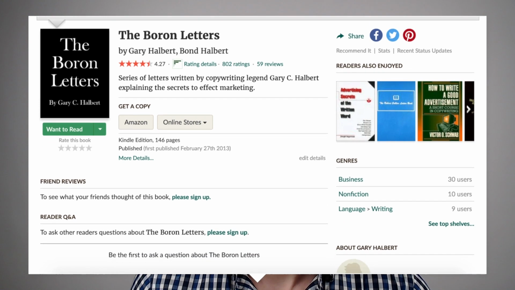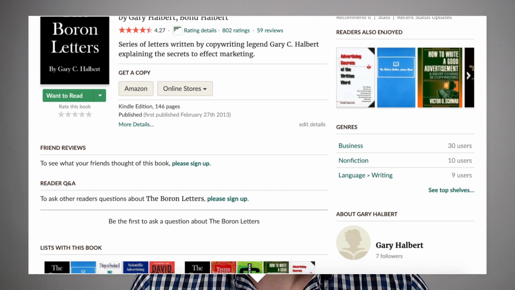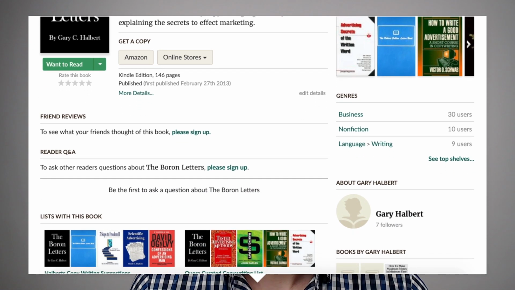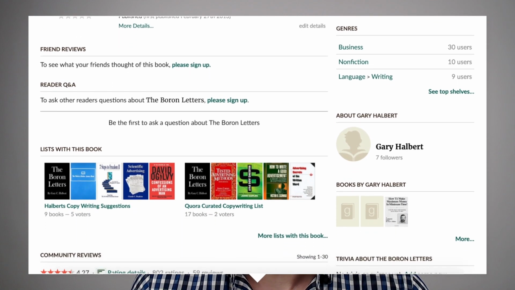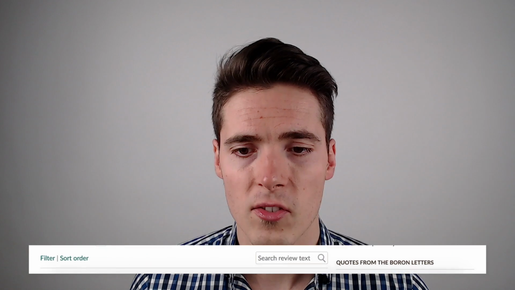And the final book that I recommend is a legendary book called The Boron Letters, written by Gary C. Halbert, one of the most famous copywriters. I think he sold several $1 billion worth of things back in the 80s and 70s. So yeah, he's a big name. And this book is basically about his thoughts written to his son from prison. So check it out. You're going to enjoy it.